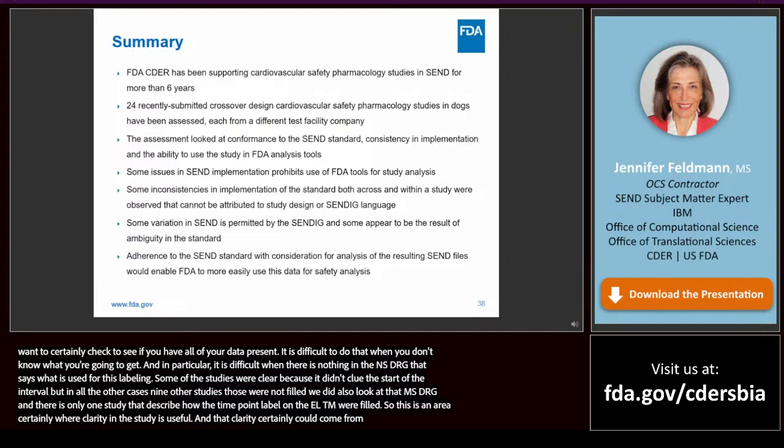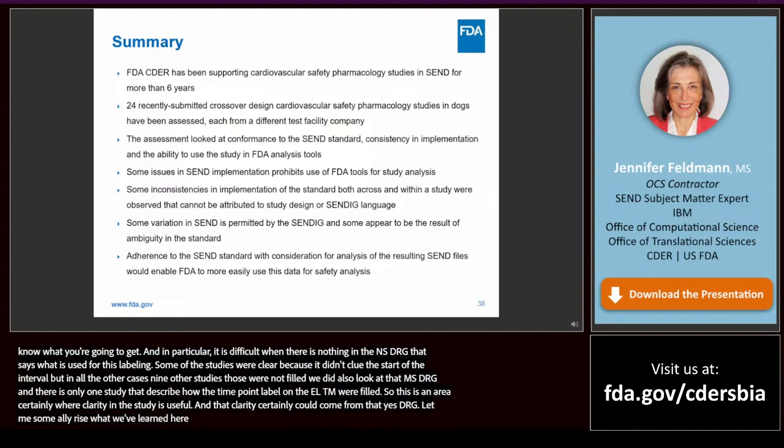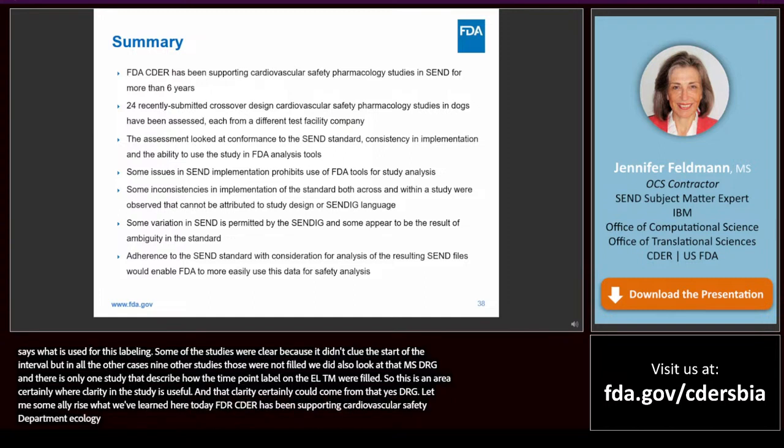So now let me summarize what we heard here today. FDA CDER has been supporting the cardiovascular safety pharmacology studies for more than 6 years. We've recently done a deep dive into 24 of those studies to see what inconsistencies and consistencies in implementation we see across studies and particularly across test facilities.